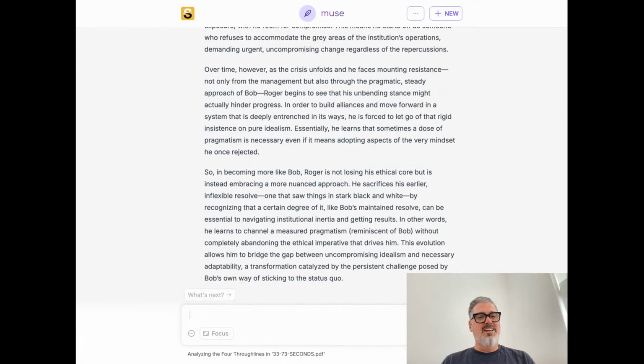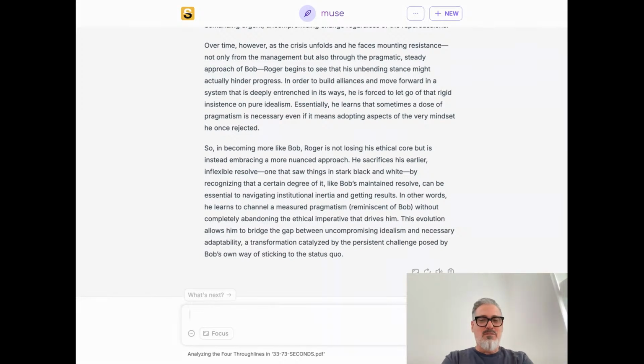Oh, cool. That's great. So becoming more like Bob, Roger's not losing his ethical core, but is embracing it more. Oh, okay. So Bob's not a complete sellout. He sacrifices his earlier inflexible resolve, one that saw things in stark black and white, recognizing that a certain degree of it can be essential to navigating institutional inertia and getting results. In other words, he learns to channel a measured pragmatism. That's beautiful. Wow. That's great. Okay. So Roger is definitely relinquishing.